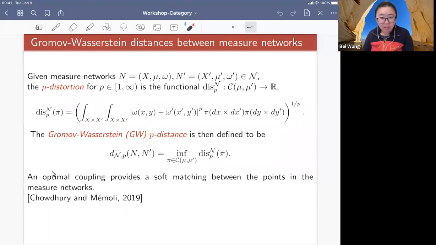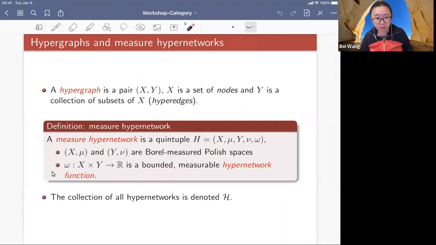Now, what I want to move on to is how to think about hypergraphs in this measure framework. Remember, a hypergraph is a set of nodes and a set of subsets of nodes, which are called hyperedges. What we call a measure hypernetwork now has 5 elements. X, mu: think of this as the nodes and a measure on the nodes. Y, nu is the set of hyperedges with a measure on the hyperedges. And then omega is what we call the hypernetwork function, which takes a node and a hyperedge and gives a relation. So let's just do an example.